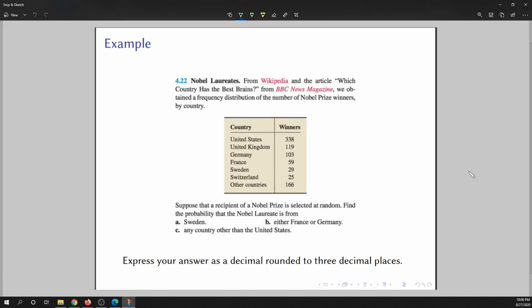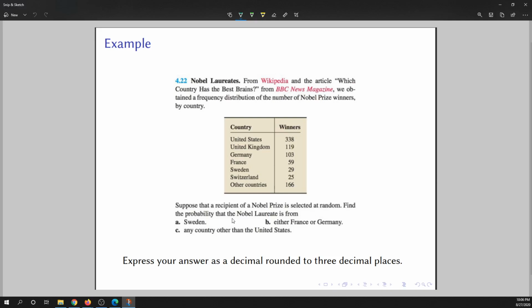All right, in this video, we are going to work problem 4.22 from our book, Nobel Laureates. From Wikipedia in the article, Which Country Has the Best Brains? From BBC News Magazine, we obtained a frequency distribution of the number of Nobel Prize winners by country. Suppose that a recipient of a Nobel Prize is selected at random.